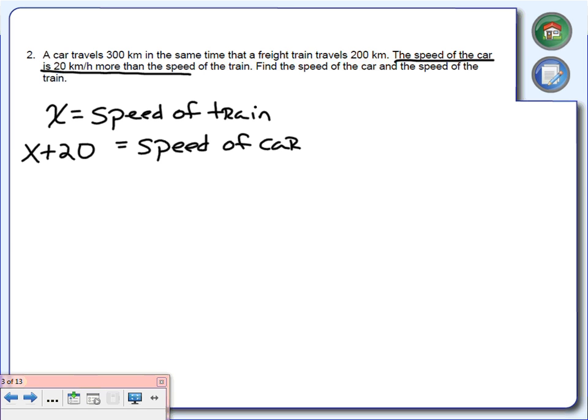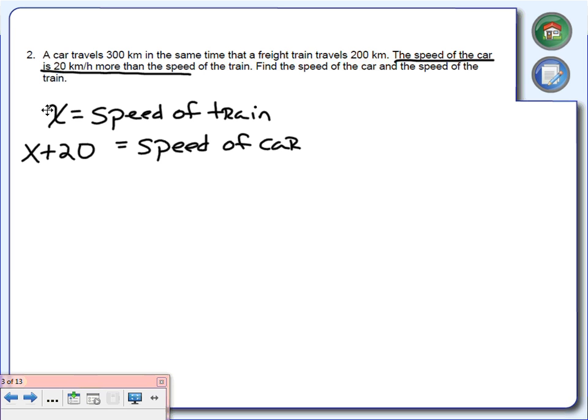In other words, however fast the train is going, I need to add 20 more to that, because it's going 20 kilometers more than the speed of the train. So I need to add 20 to the speed of the train, which means I end up with, not the equation, but X plus 20. All right, so X is going to represent the speed of the train, and X plus 20 is going to represent the speed of the car. Now we got to come up with an equation.